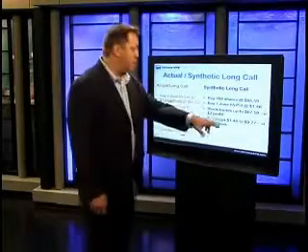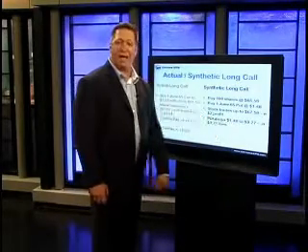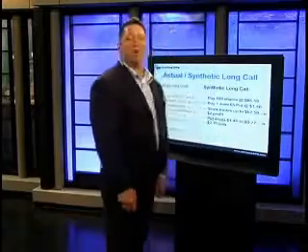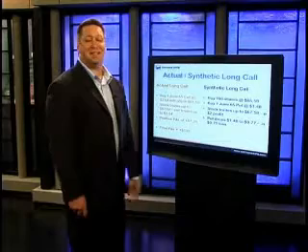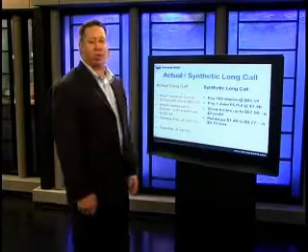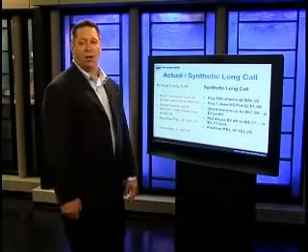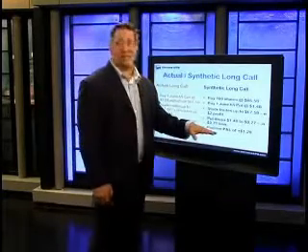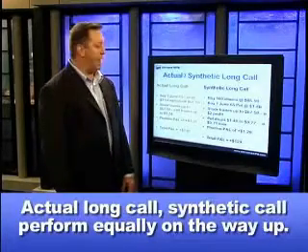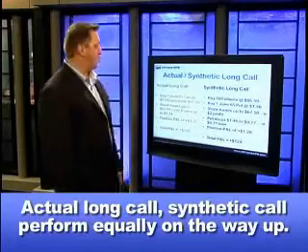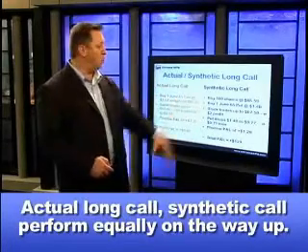How much is it going to lose? Well, with the stock at 65.50, the put was worth $1.48. It's now worth only 77 cents, and we're long it. That means we lost 71 cents. We made $2 in the stock, lost 71 cents in our put, gives us what? A positive P&L of $1.29 for a total dollar profit of $129. They both perform equally on the way up.